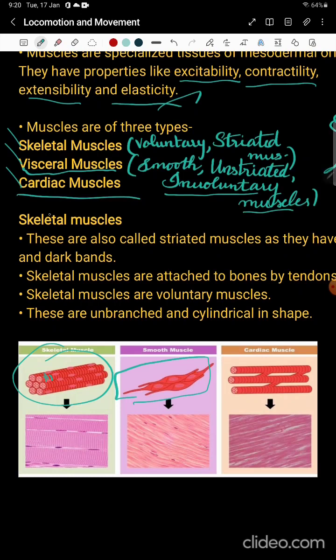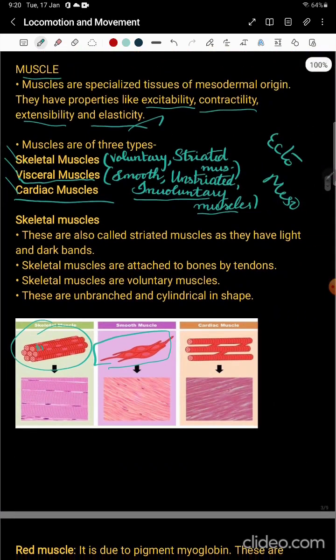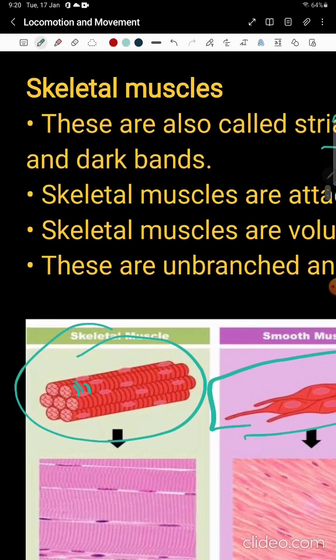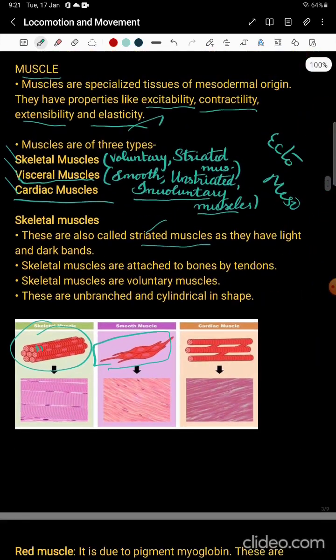Now skeletal muscles are also called striated muscles, as it is mentioned here, because they have light and dark bands. In certain places the band will be light in nature, and in certain places the bands will be dark in nature. That's what they have mentioned here. Skeletal muscles are attached to bones by tendons.